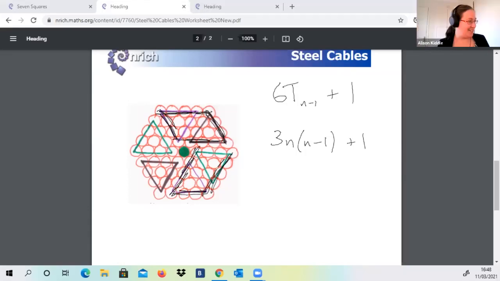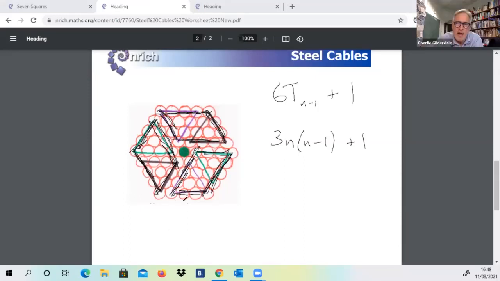Ah, I see what you're doing here. And so I'm counting my triangles in pairs. And each parallelogram is an n by n minus 1 parallelogram. And I've got 3 of them, plus 1, so I can see where this formula has come from.